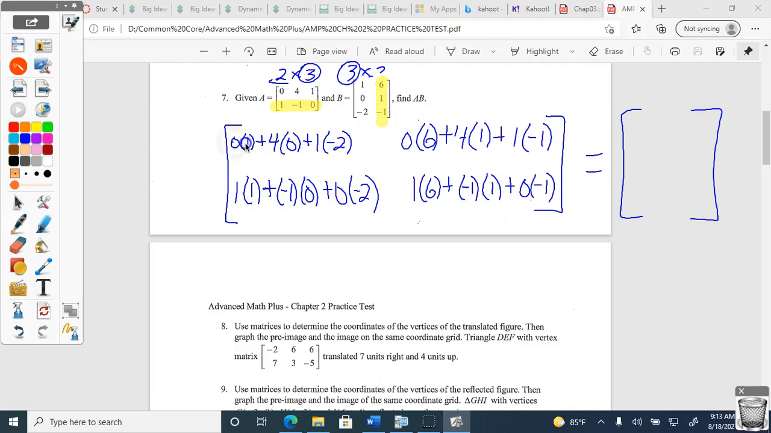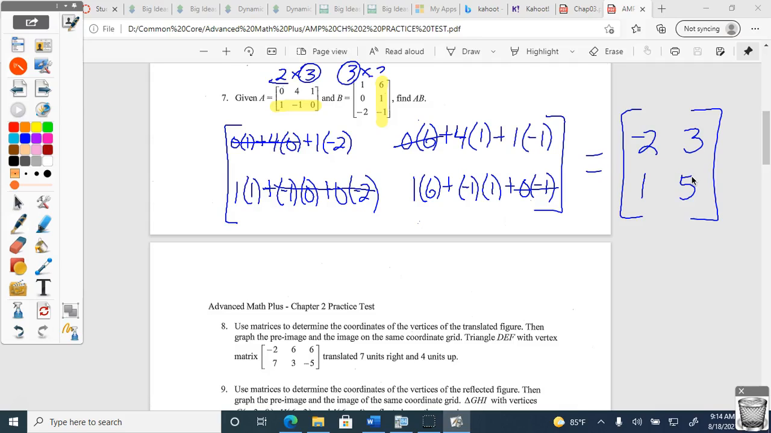So those cancel. You got negative 2. Over here, this cancels, and we got 4 minus 1 is 3. Here, cancels. We're left with 1. And here, this one cancels, and we've got 6 minus 1 is 5. Ta-da.